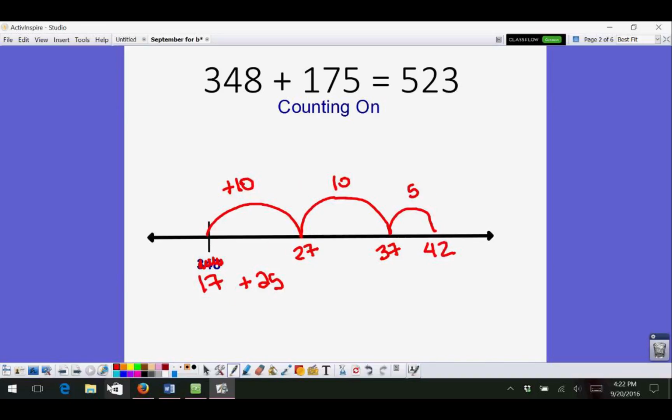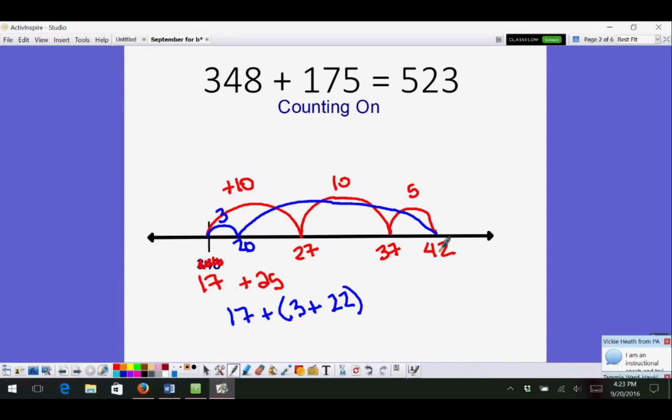Another way to approach it, let me change colors, is to say 17 plus 3 more is 20. Some of you are talking about landmark numbers and friendly numbers. Now, what I just did here, I added the 3. How much of my 25 do I have left? I have 22 left. So 20 plus 22 is 42. If I've had these experiences, then thinking about how to work with larger numbers like I started with makes more sense. And students get very comfortable with it.